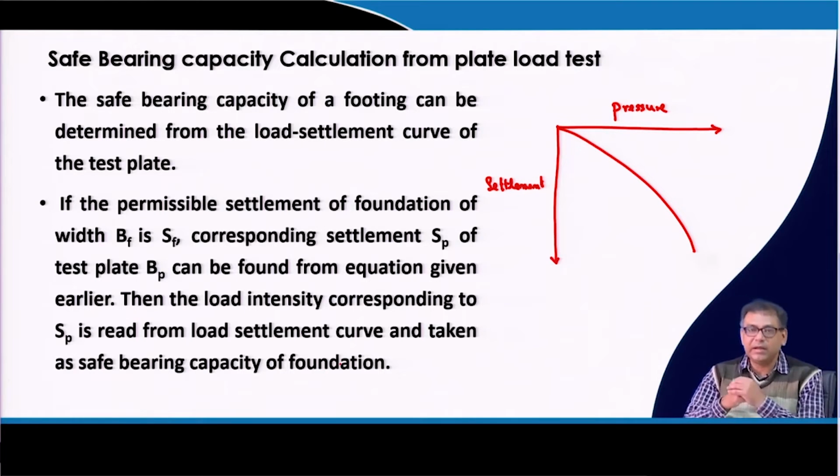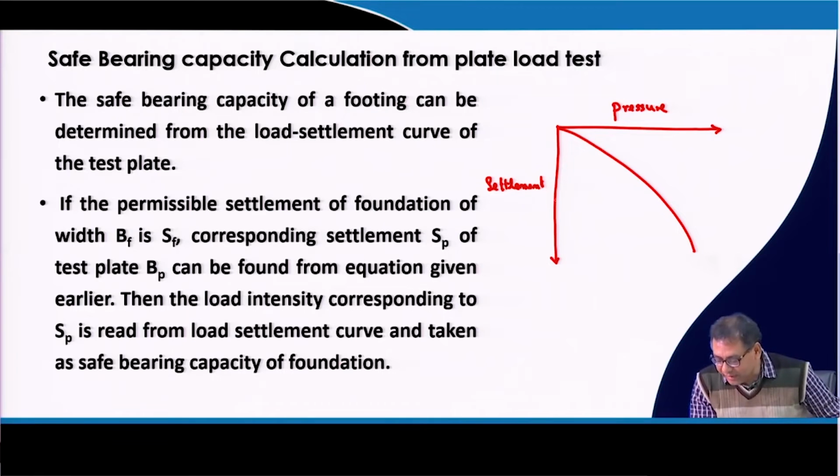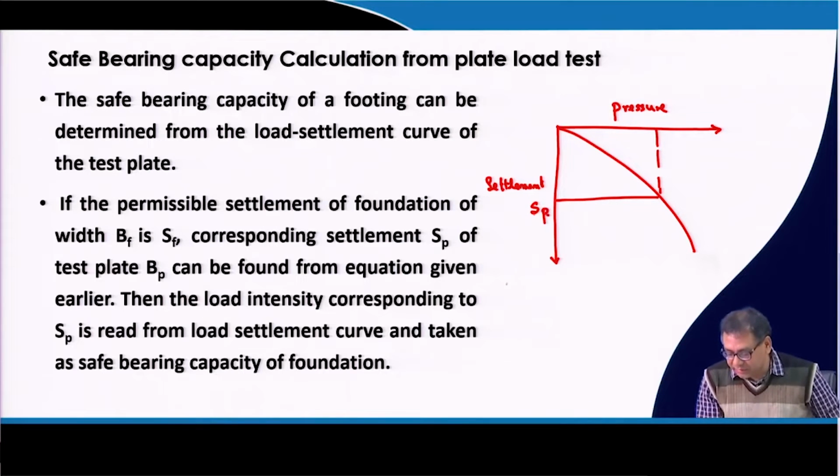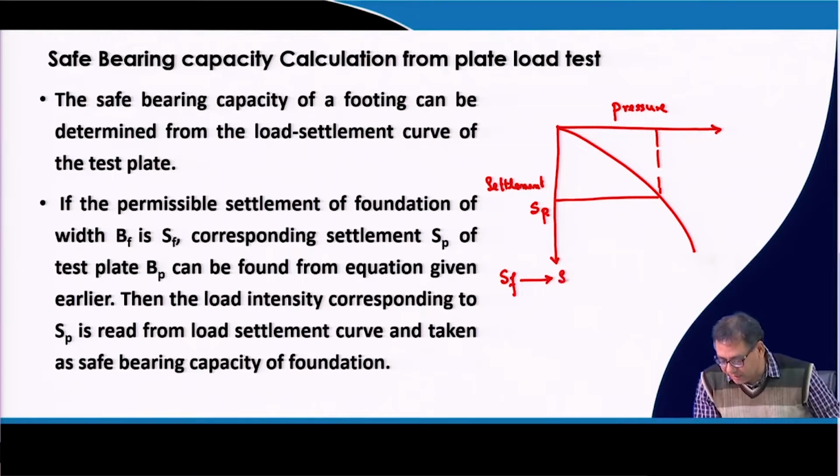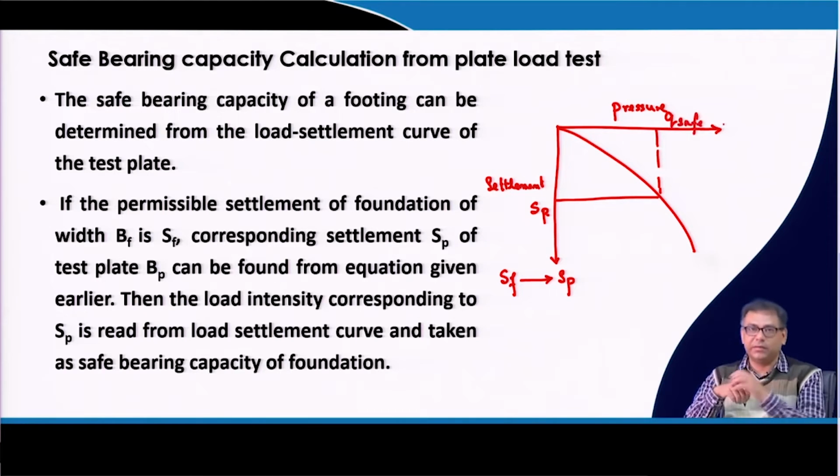As I mentioned, if the permissible settlement of the foundation is available, then you calculate the settlement of the plate by using the given equation corresponding to that permissible settlement. Now, corresponding to that settlement, you calculate the pressure. So, this is the SP, calculate the pressure. So, first from SF you get the SP. Now, that SP you use and this gives you the Q safe.